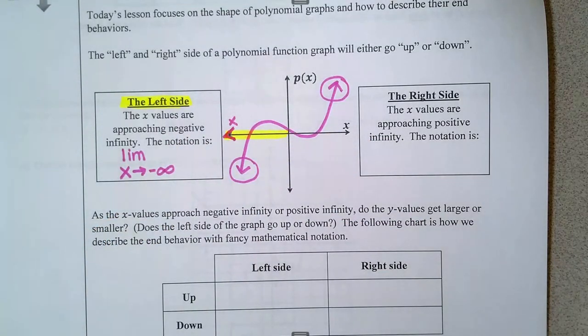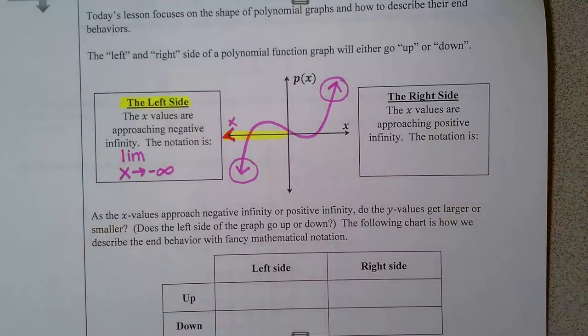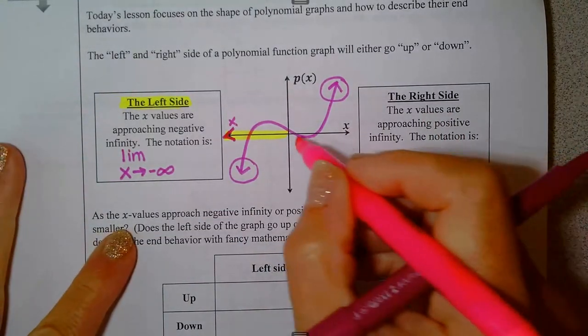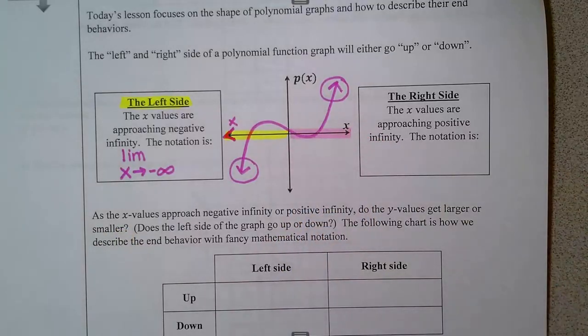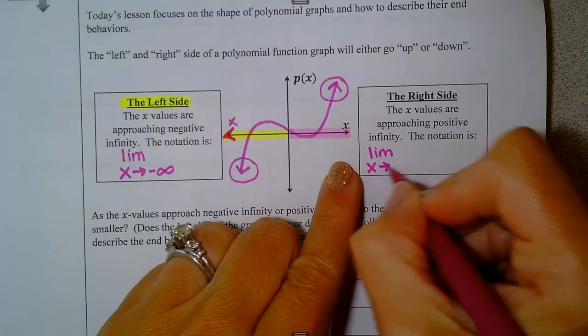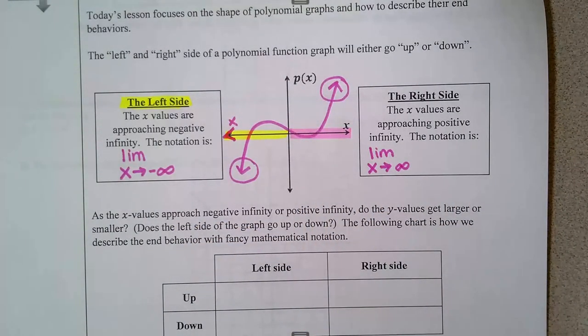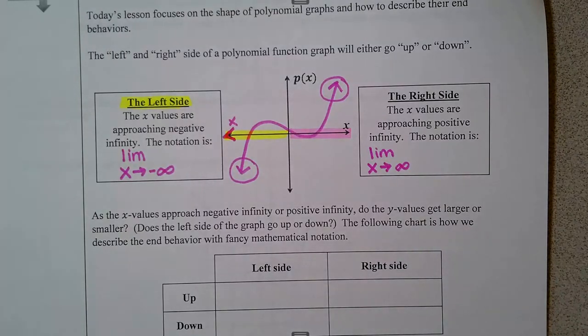Negative infinity. That's just the beginning. And so here, when you talk about the right side, that is limit of x to positive infinity, because that x is going to positive infinity. So that's the first part. Easy? Kinda, sorta? Okay.